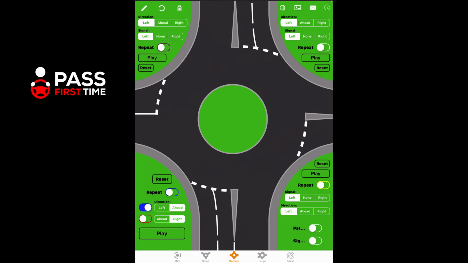So let's do a left turn first of all. You approach, you turn slightly to the left. You're following the line of the curb always, if you're going around to the left. And off you go in the left lane and leave the roundabout.